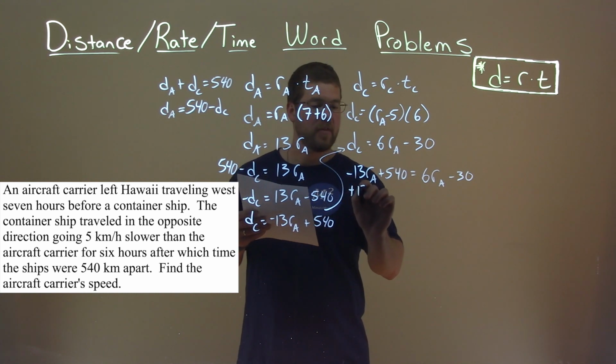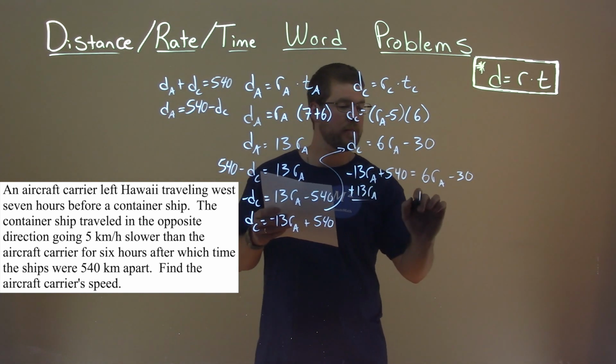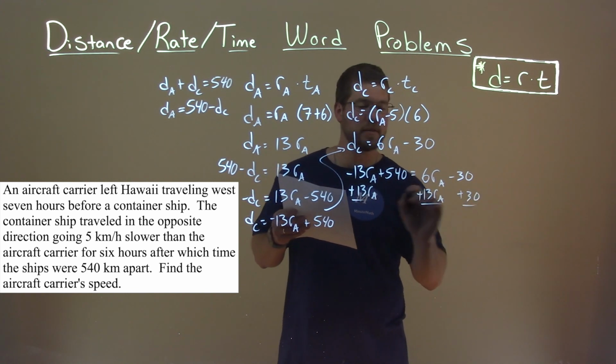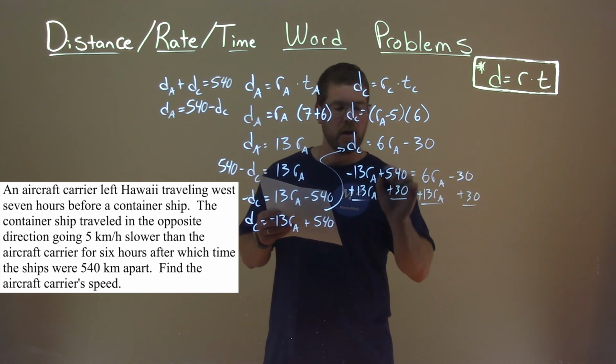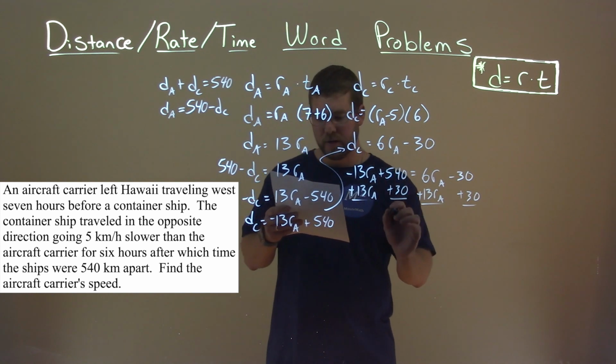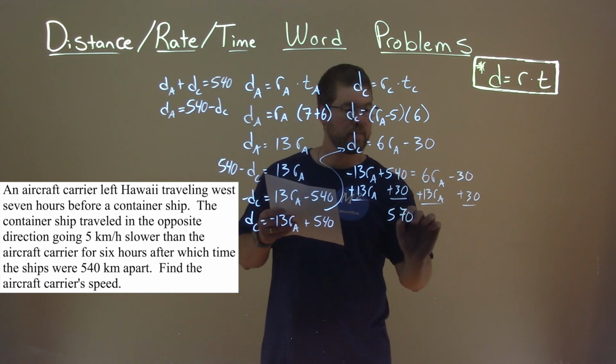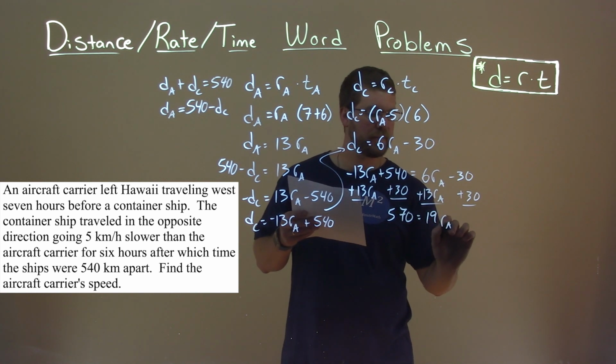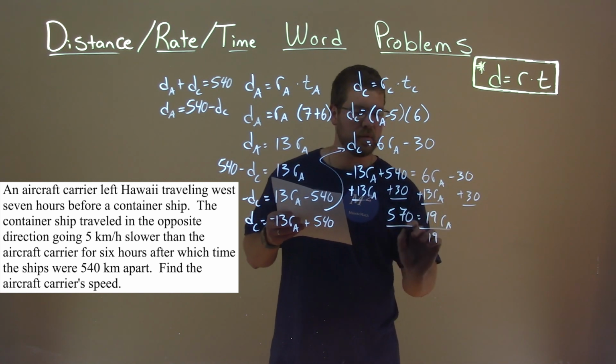If we add 13 r sub a to both sides, and we can add a 30, let's put our like terms together, to both sides. 540 plus 30 is 570, and 6 plus 13 is 19. So we have 19 r sub a. We now divide by 19 on both sides.